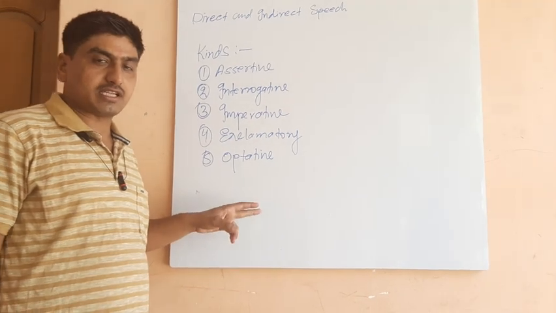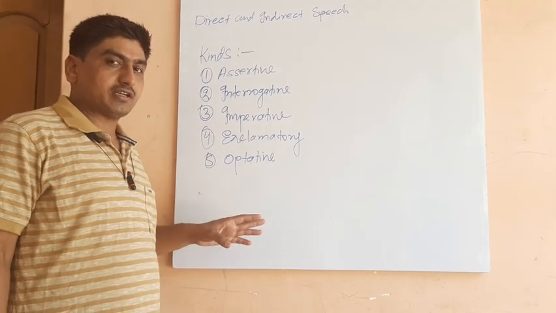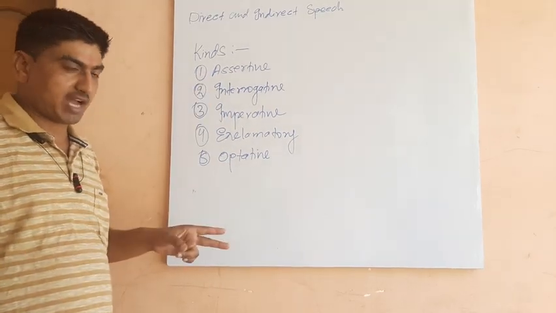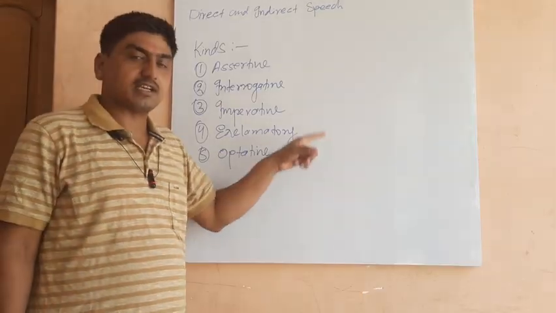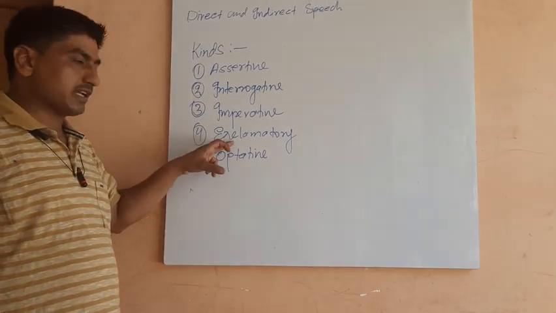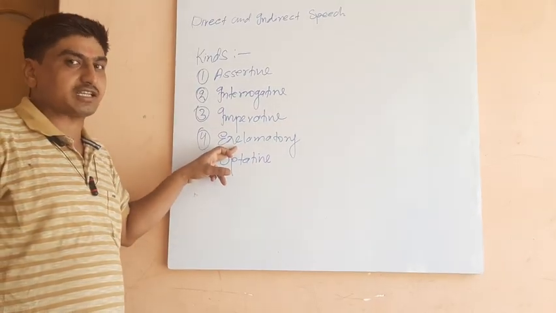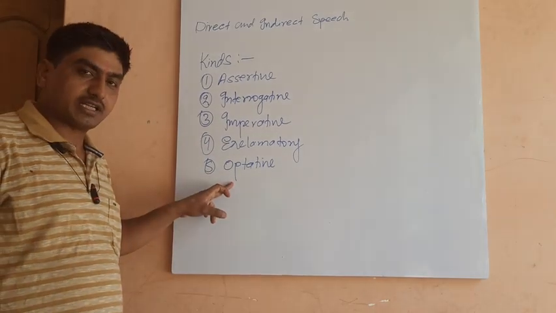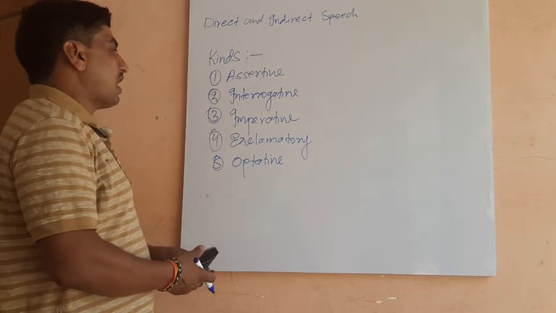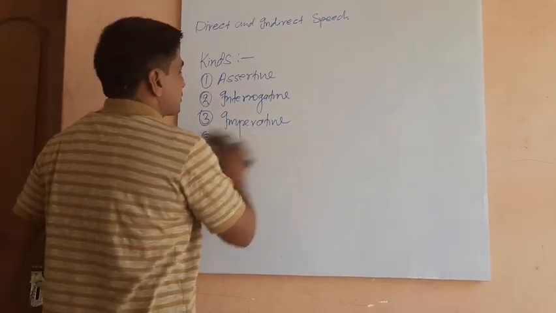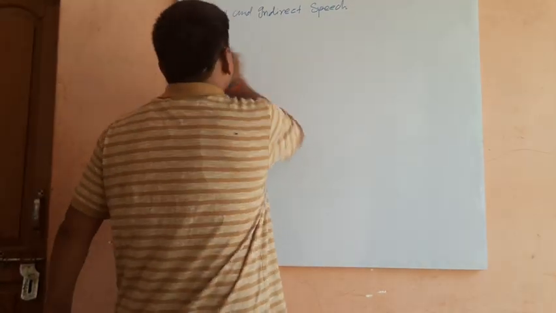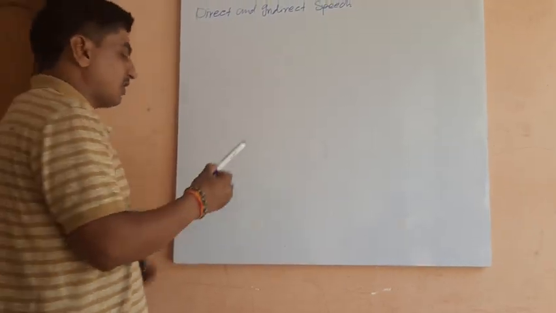In optative sentence, whenever you end the sentence, you give an exclamation mark. In exclamatory sentence, exclamation mark is also there. Only the difference is that exclamatory sentence begins with exclamation word and optative sentence with may. Now, how to change direct speech into indirect speech? So first I'll write down one example.